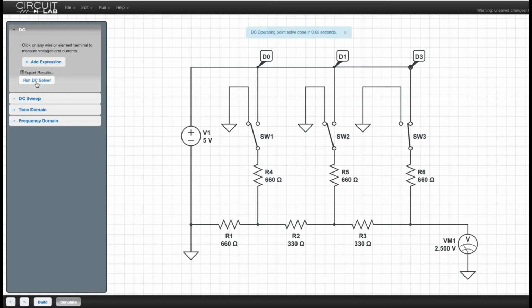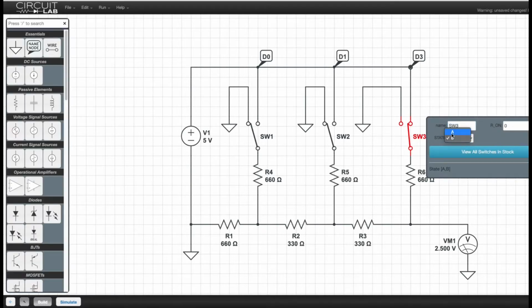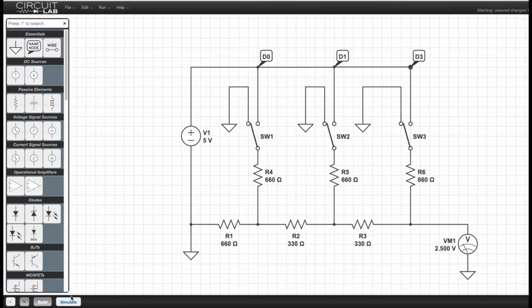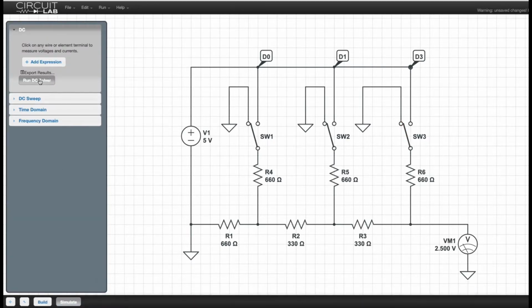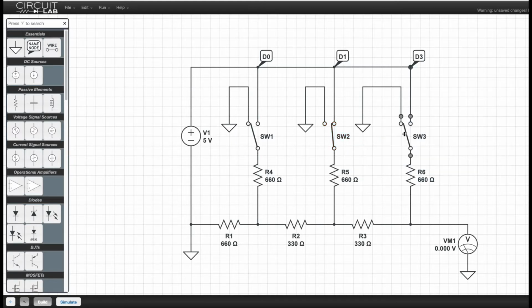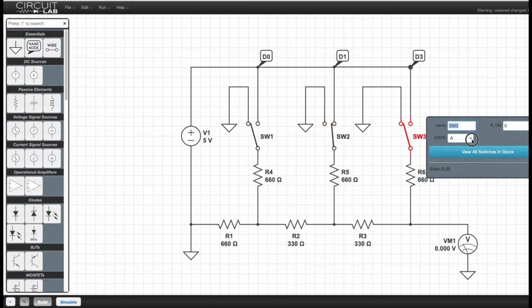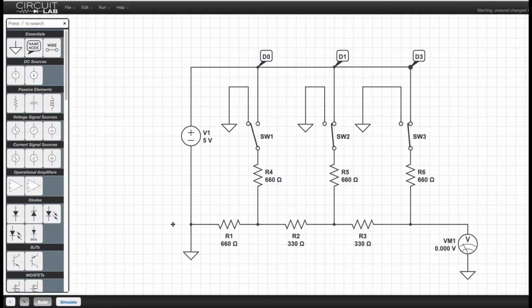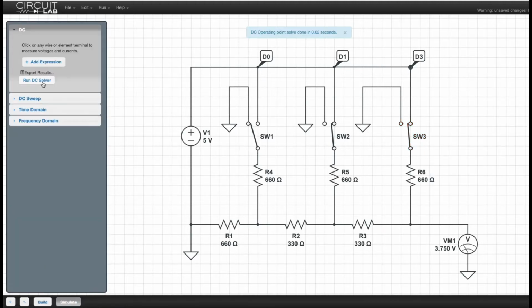When simulated in Circuit Lab, we can test the outputs. These inputs are read from the least significant bit to the most significant bit. We see 001 gives an output of 2.5 volts. An input of 000 gives an output of 0 volts. An input of 011 gives an output of 3.75 volts. And an input of 010 gives an output of 1.25 volts.